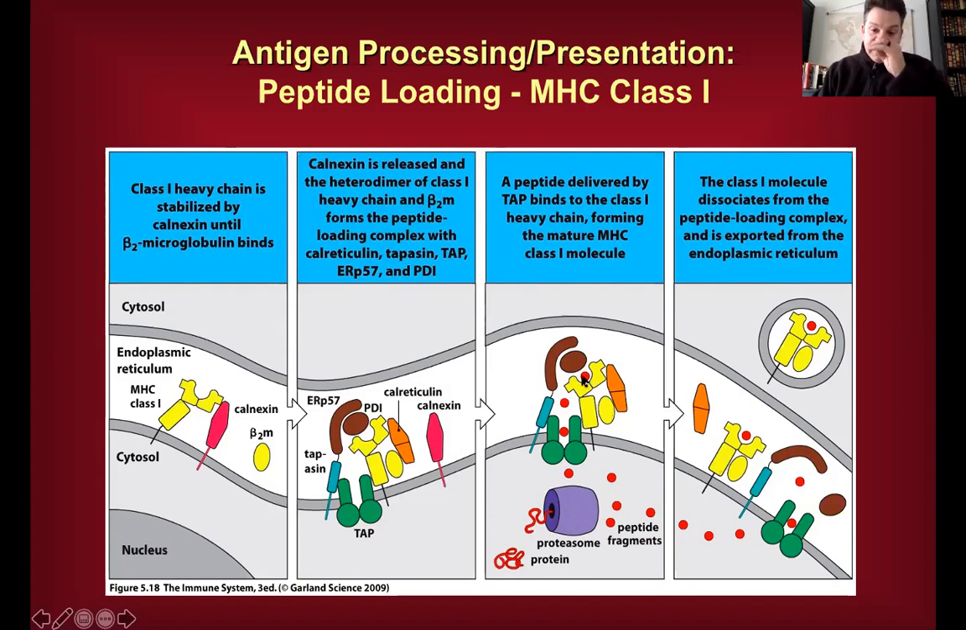Okay, and then as that stabilizes the MHC class 1, these other support proteins kind of fall away. And then you're left with what looks like a mature MHC class 1 with the peptide in the binding cleft, and then it's transported to the cell surface.